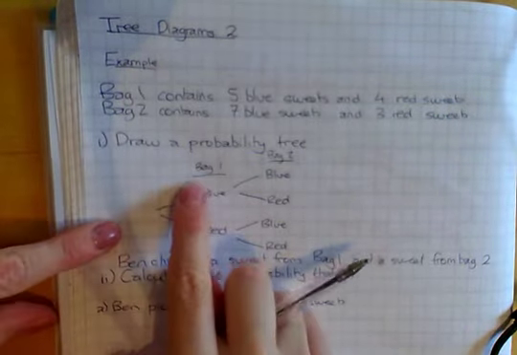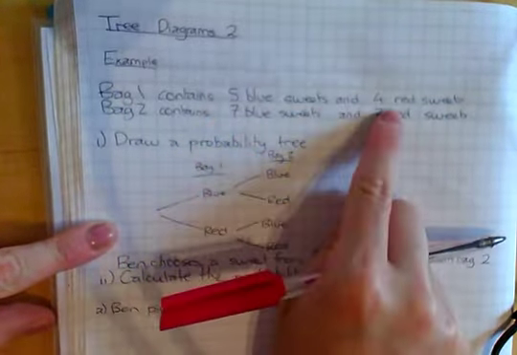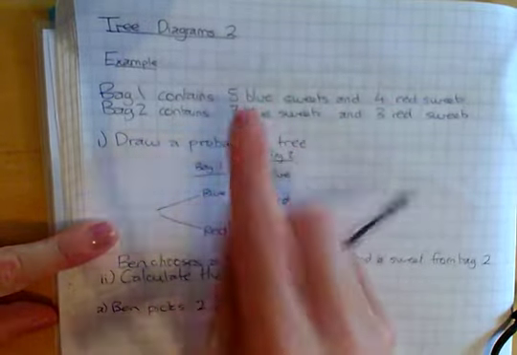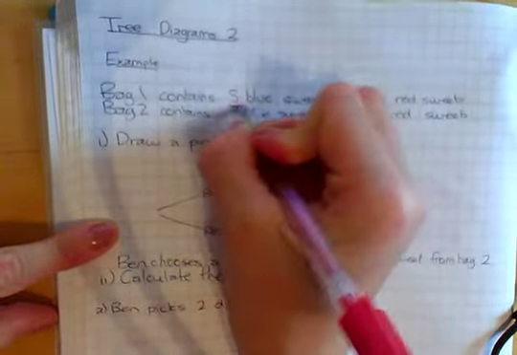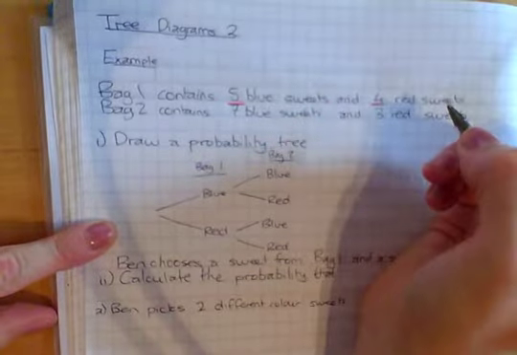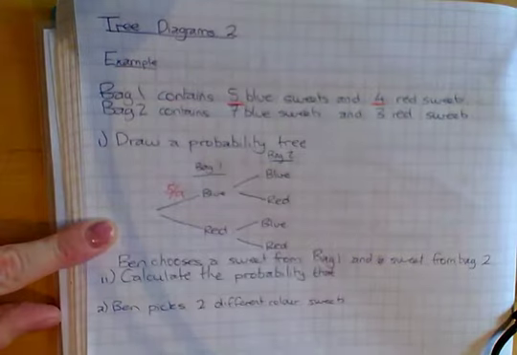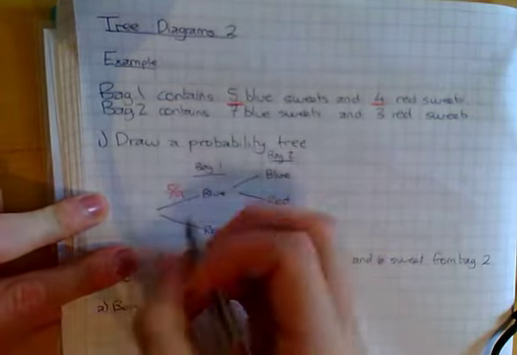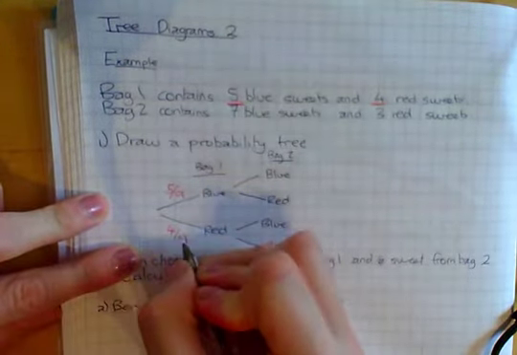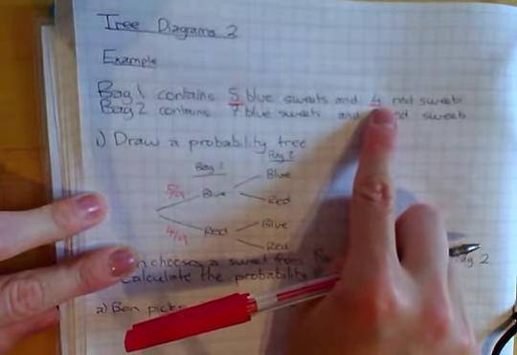So in bag 1, there are 5 blue sweets and 4 red sweets. So the probability of picking a blue sweet, well, in total there are 9 sweets and there are 5 blue sweets. So the probability of picking a blue sweet is 5 out of 9, and the probability of picking a red sweet is 4 out of 9 because there are 4 red sweets here.